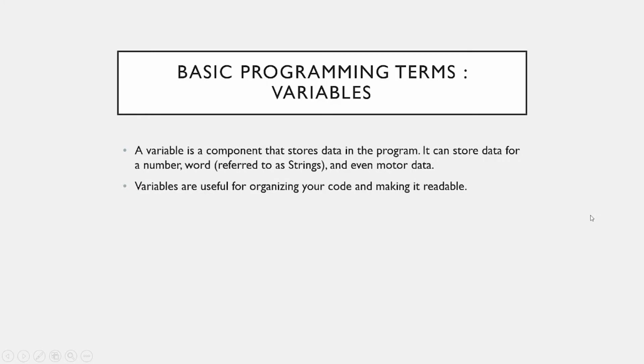Now that we got that out of the way, let's learn some basic programming terms essential to understanding the robot code. A variable is a component that stores data in the program. It can store data for a number, words, referred to as strings, or even motor data. Variables are useful for organizing your code and making it readable for other people to look at.